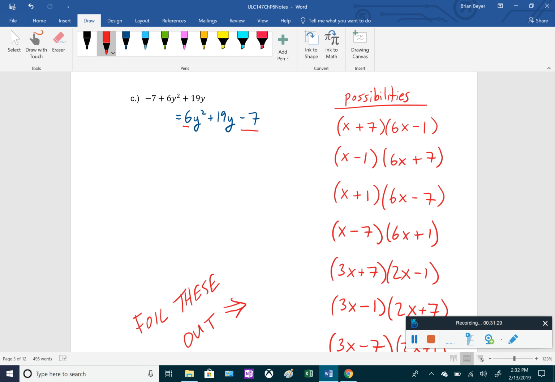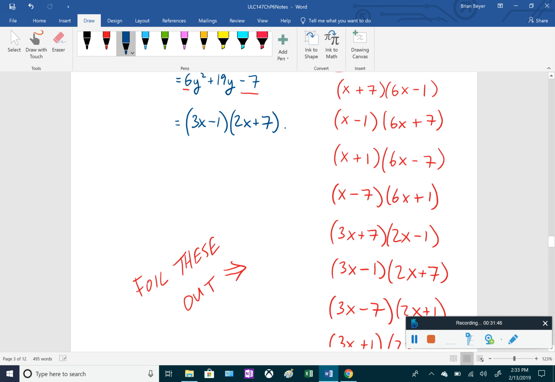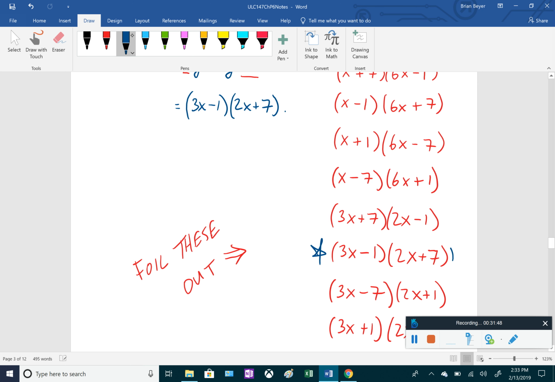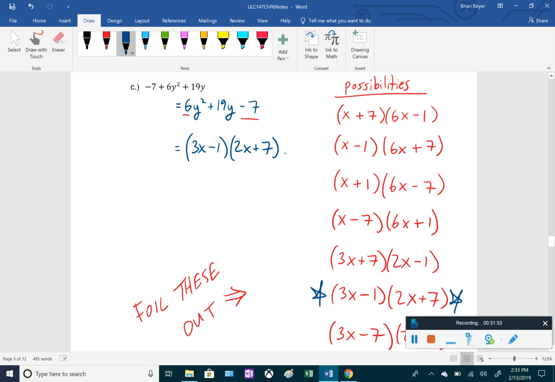So the one that ends up actually being it is going to be 3x minus 1 times 2x plus 7. So that one was right here. If you FOIL that out, you will get our answer. The annoying part here is when you're FOILing this out, every single one of these is going to have the correct first term and the correct last term. That's why we chose them. Only one of them will have the correct 19y middle term.